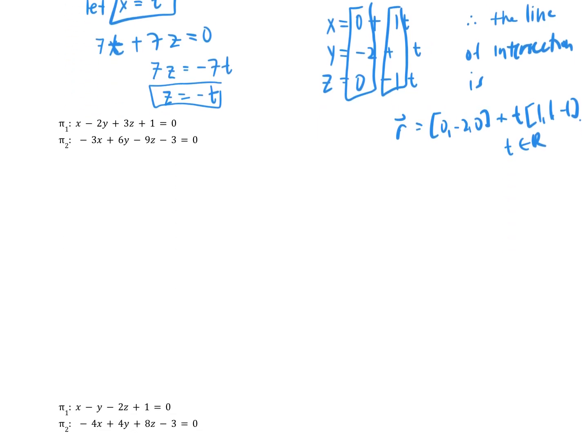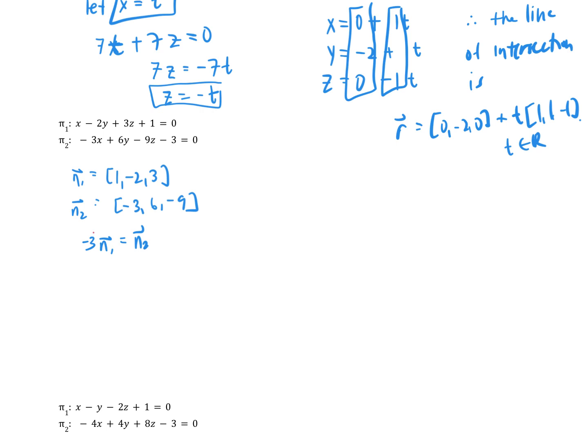All right, next one. Let's check those normals. So the first normal is 1, -2, 3. The second is -3, 6, -9. And I can see here that if I multiply the first normal by -3, all the components, I do get n2. So therefore, we know they're parallel. But we want to see, are they parallel and distinct, or are they coincident?